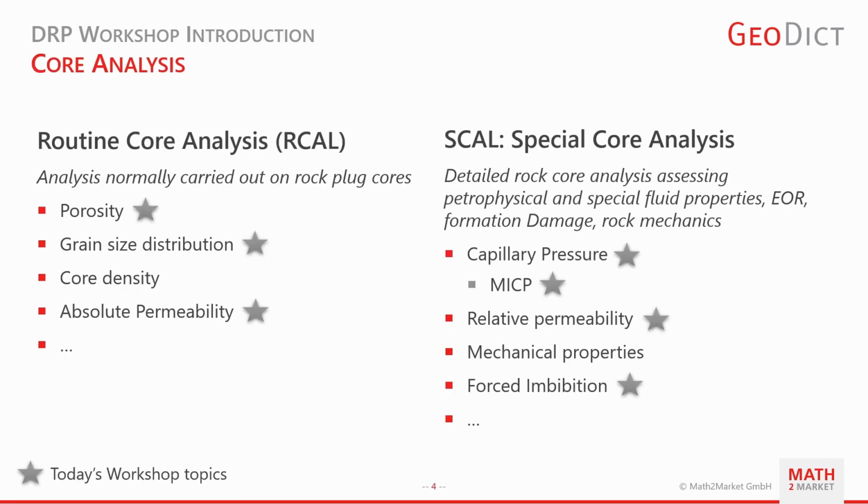Traditional core analysis performed in laboratories is divided into routine and special core analysis. The routine core analysis is normally carried out on core plugs or whole cores. It comprises determination of porosity, grain size distribution, and absolute permeability amongst others. Special core analysis is far more detailed and assesses petrophysics, fluid properties, EOR, formation damage and rock mechanics. From the many lab workflows, we will look at capillary pressure curves and relative permeability.